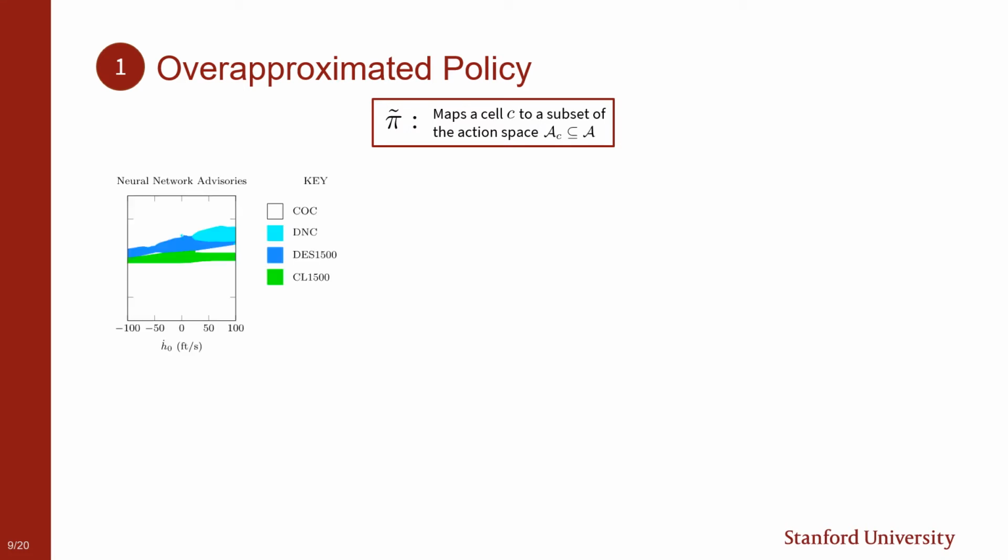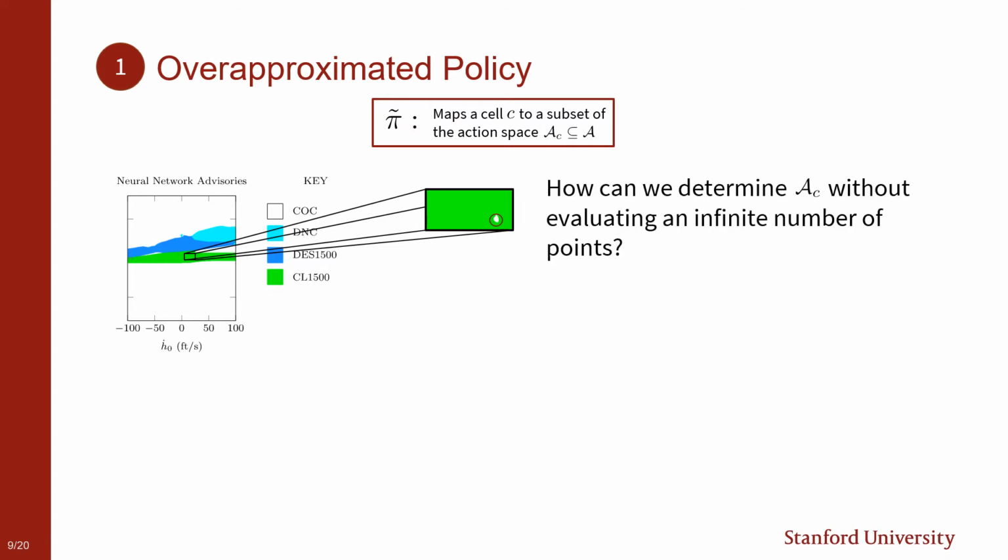To discuss how to do this, let's look at this example cell. This cell looks like it evaluates entirely to the green action, or climb at 1500 feet per minute. However, this plot was generated by evaluating a finite number of points, so there's no guarantee that if we zoom in on this region and evaluate more of these points, we won't find some other action, such as clear of conflict. So then how are we going to be able to determine the action subset for a cell without evaluating an infinite number of points?